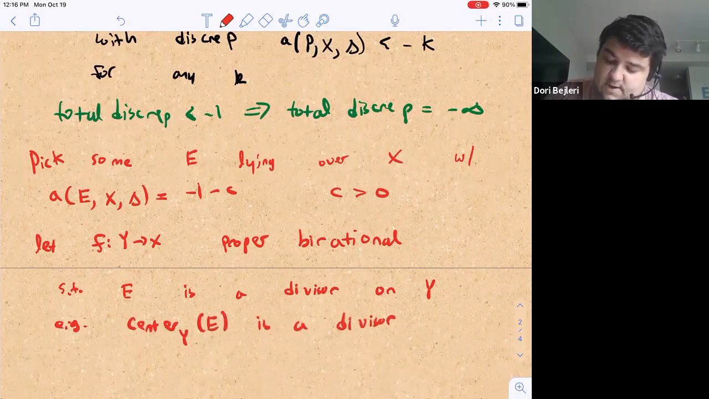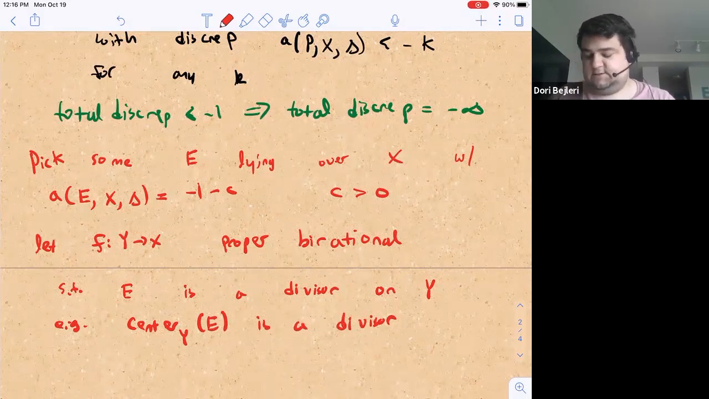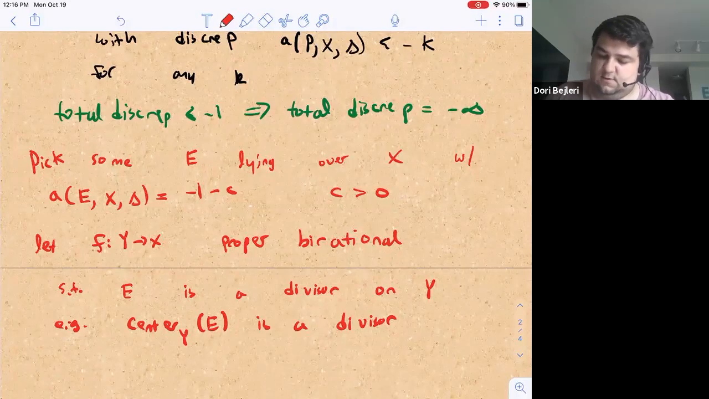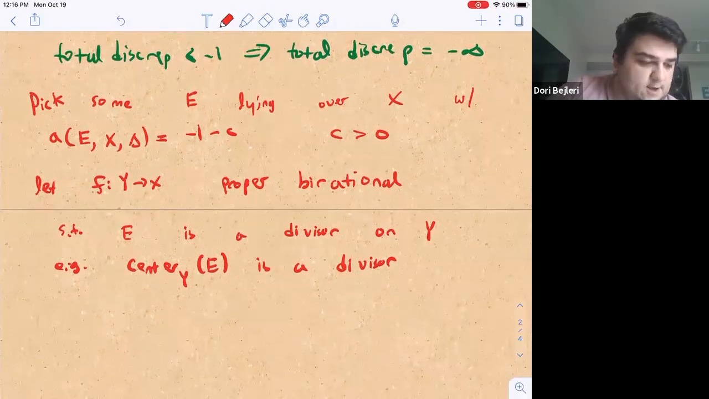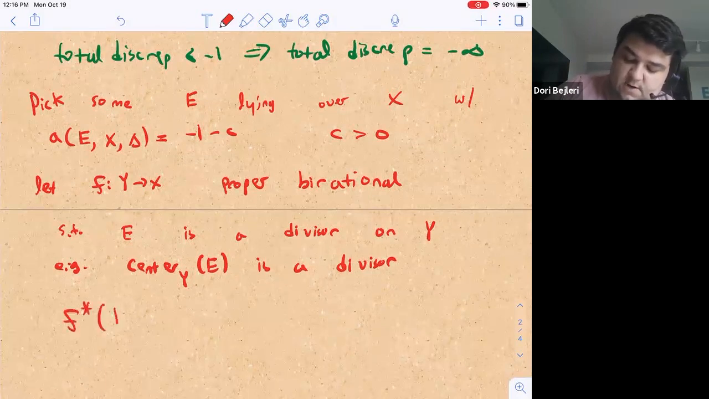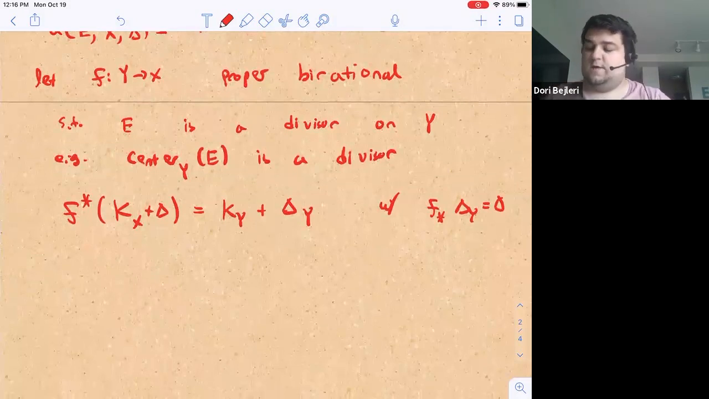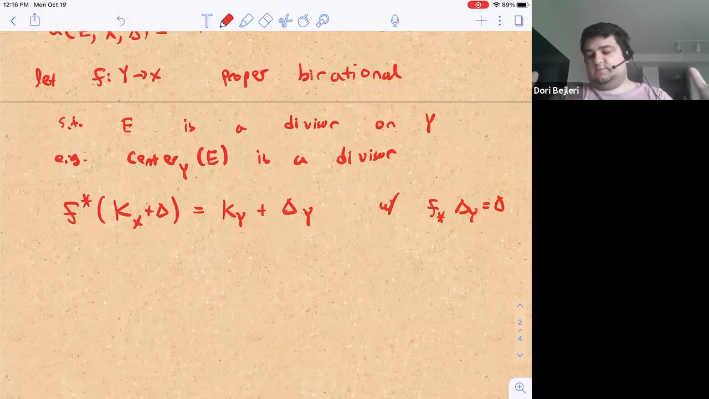Whatever that divisor is, at the generic point it's just the same as E, and so we can think about the discrepancies on Y or any other model that contains this E. Okay, so pick such a Y, and then let's write down F upper star (K_X plus delta) equals K_Y plus delta_Y. So define delta_Y to be the divisor that makes this true with the push forward being delta. So just add in the strict transforms for this F, and then add in whatever multiples of exceptionals of F you need to make this equality true. So we're basically adding in minus the discrepancies of the exceptionals, including this E itself.